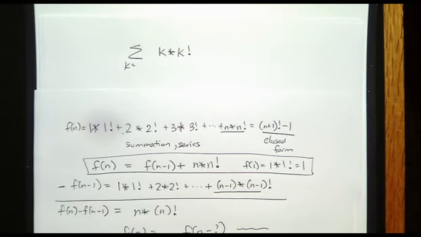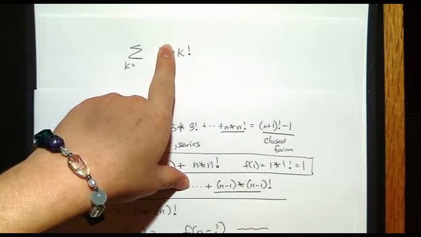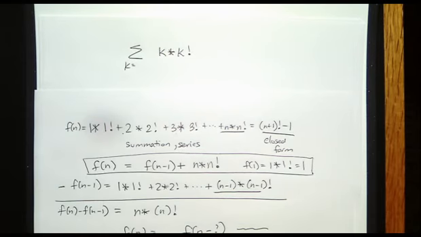Yes? This is k times k factorial. So k factorial is a function, and it gets multiplied by k. So if the factorial was applied to k times k, there'd be parentheses around k times k. Thank you for the question.